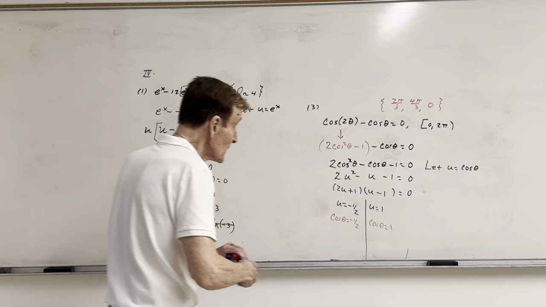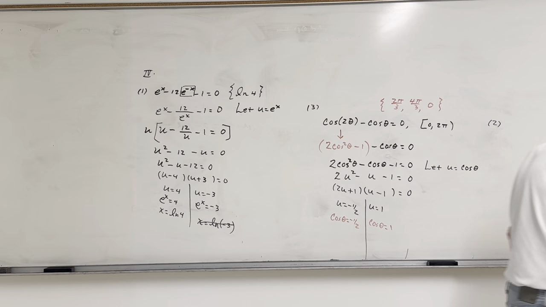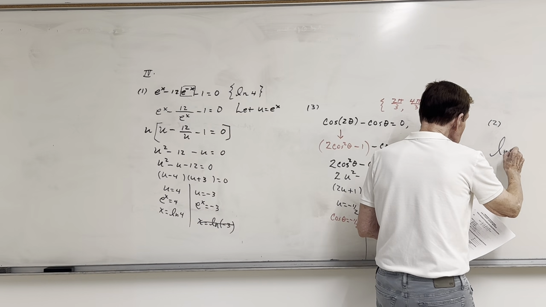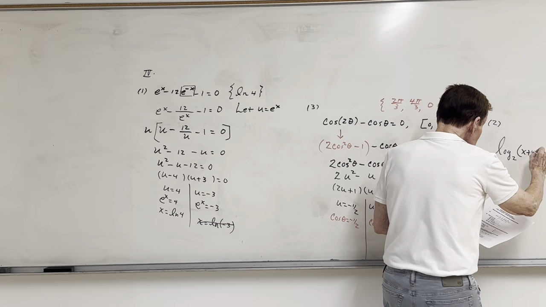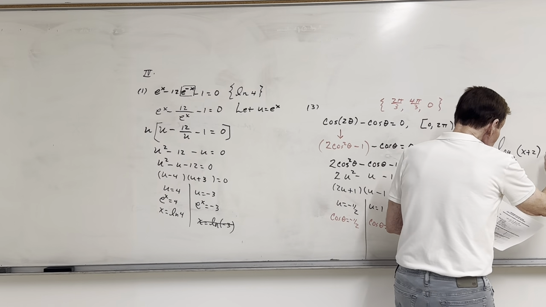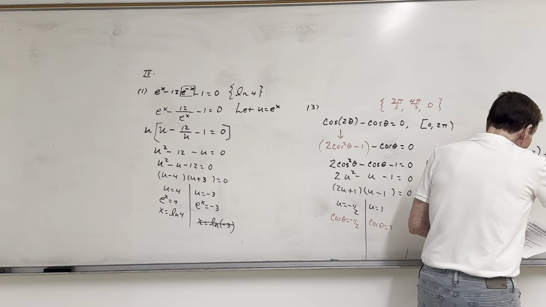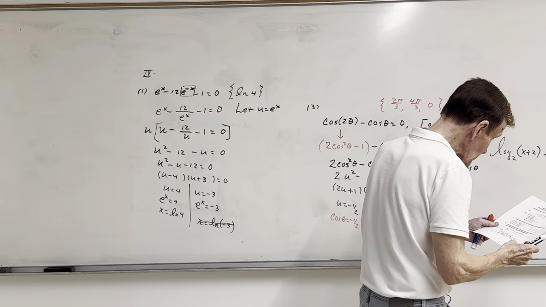Let me pick up number 2 here, then I'm going to slow down. I think I bypassed number 2. That's a log problem. Log base 2 of x plus 2, plus log base 2 of 2x subtract 3, is equal to 2. Let's slow down correctly. Does anyone see anything going on here?